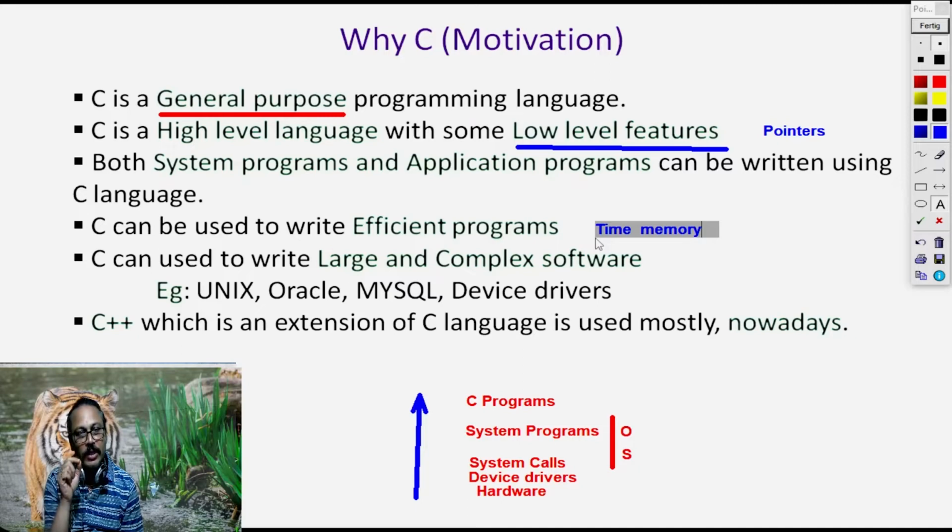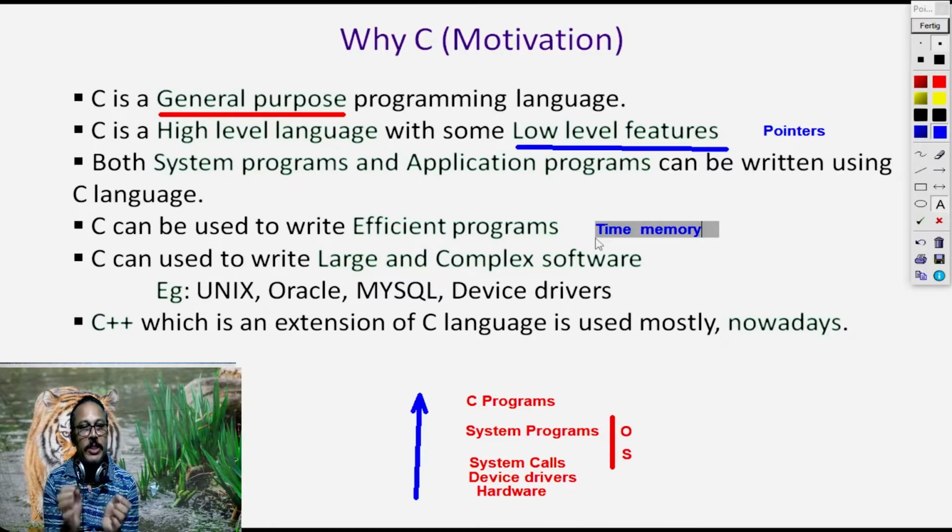That's why even large and complex software are written using C language. Though Python and Java are very popular languages, still C and C++ are used. C++ is an extension of C language because of its object orientation. But all the basic features of C++ are present in C language only, or they are derived from the C language. So large and complex software are written using C language.